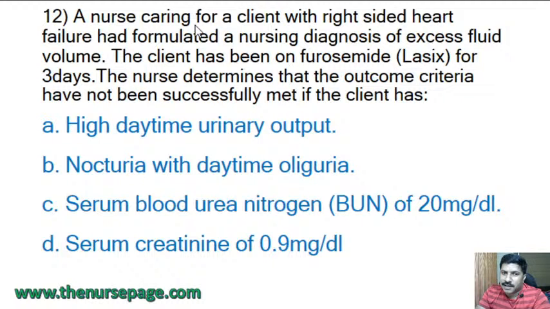A nurse caring for a client with right-sided heart failure or CHF had formulated a nursing diagnosis of excess fluid volume. The client has been on furosemide for 3 days. The nurse determines that the outcome criteria have not been successfully met if the client has high daytime urinary output, nocturia, daytime oliguria, serum blood urea nitrogen of 20 mg per deciliter, or serum creatinine of 0.9 mg per deciliter.